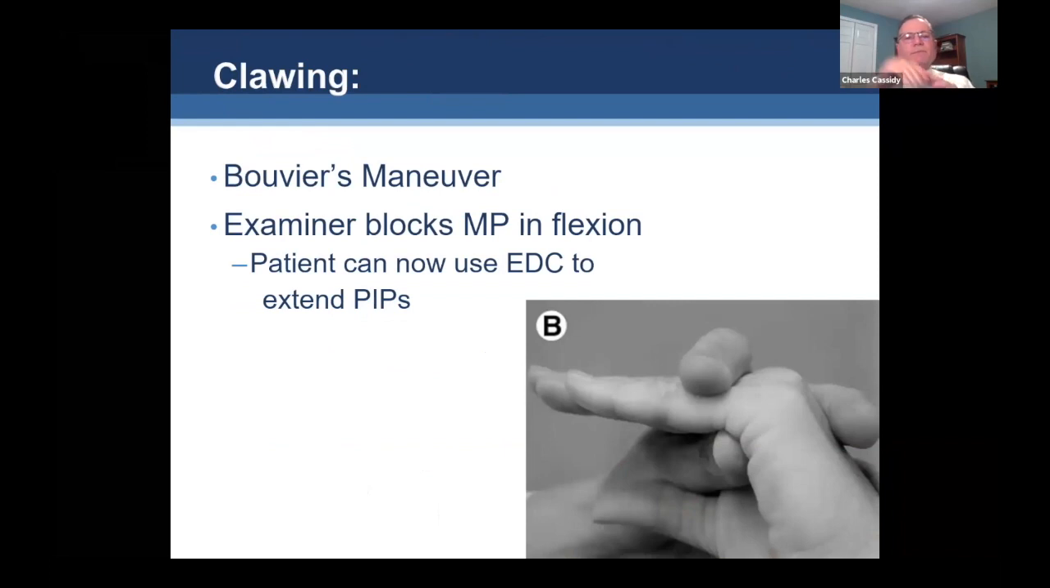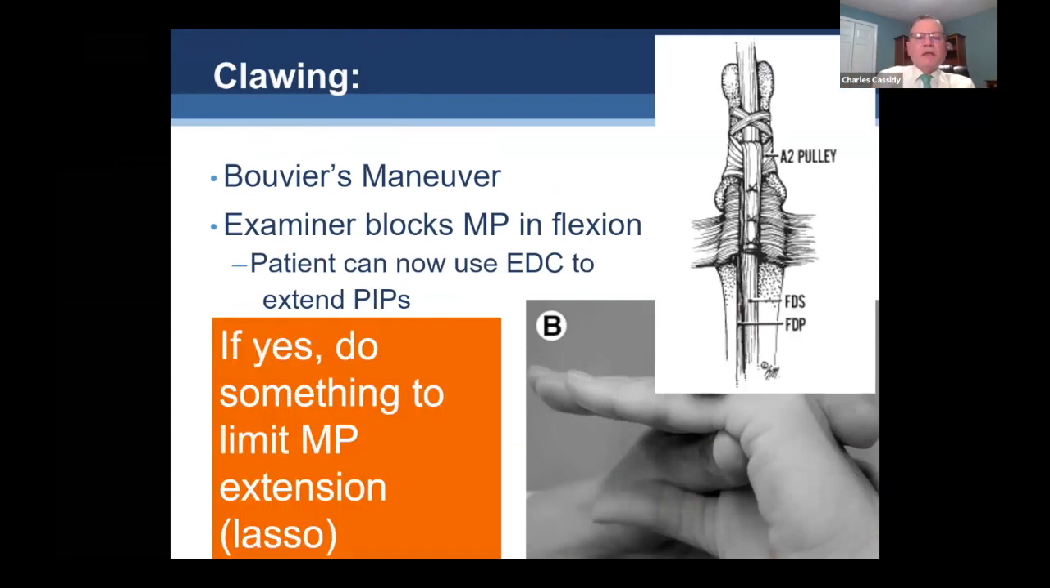So Bouvier's maneuver: block the MP joints in flexion, and then see whether the patient can extend their PIPs with their EDC. If they can, all you need to do is block their MP joints down to prevent that hyperextension. So you can do this lasso procedure, as you see here. Take the FDS and loop it around. The A2 pulley has a little more mechanical advantage than the A1 pulley.